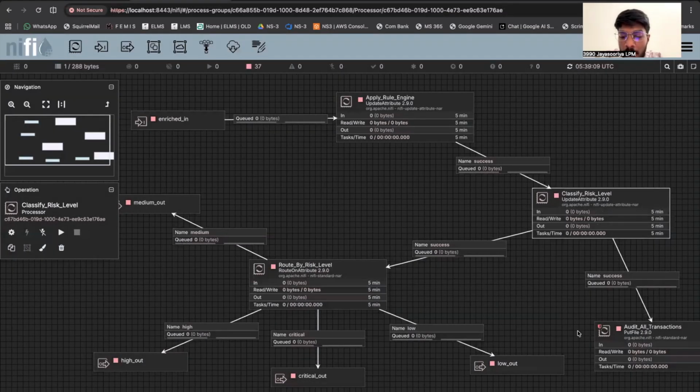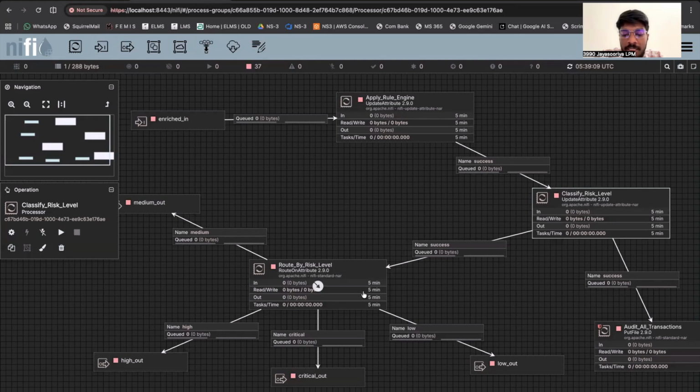Then we get the two patterns. Audit all transactions is wired to a tap, a dead-end directory of the classified risk level, and writes every transaction to an audit directory in parallel with the routing path. The audit cannot be lost or affect the live decision. This is the property regulation demands, such as PCI DSS sections on audit logs.